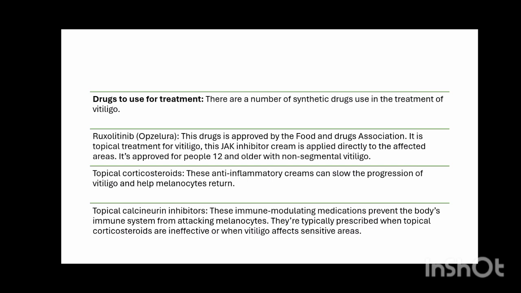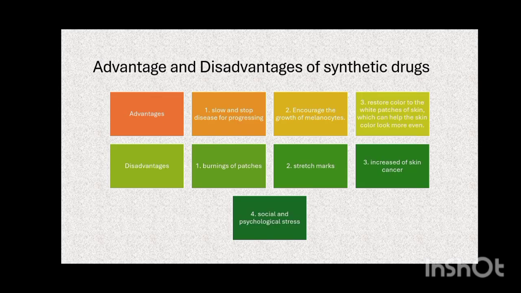Ruxolitinib is an FDA approved drug, and this JAK inhibitor cream is applied directly on the affected area. It is approved for people 12 and older with non-segmental vitiligo only. Topical corticosteroids slow the progression of vitiligo. Advantages: slow and stop the disease progression, encourage the growth of melanocytes. Disadvantages: burning of patches, stretch marks, increased chances of skin cancer, social and psychological stress.